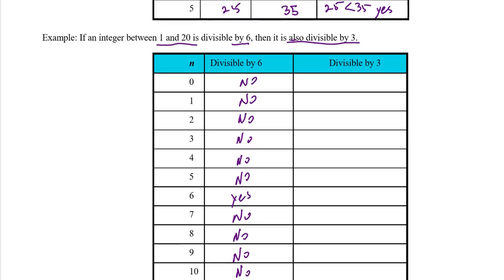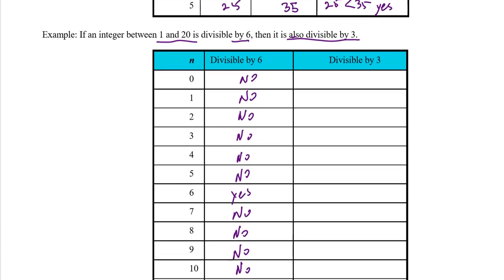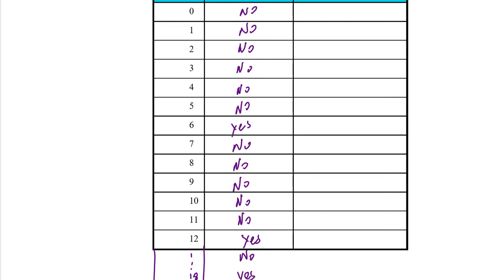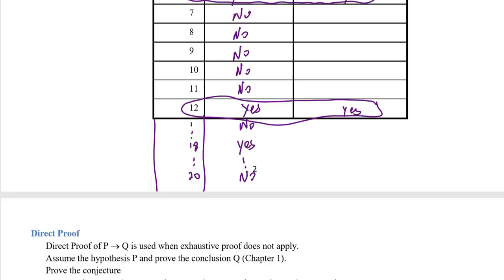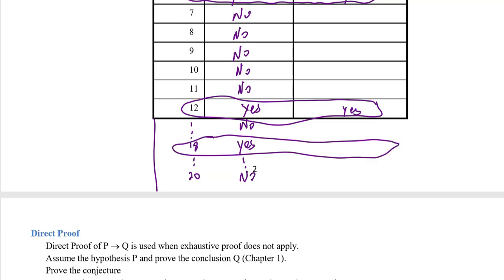It says if divisible by 6, it is also divisible by 3. Well, is 6 divisible by 3? Yes, because 3 times 2 gives me 6. So 12 is divisible by 6 and it's also divisible by 3. And 18 is divisible by 6, but it's also divisible by 3. And now we did an exhaustive proof.